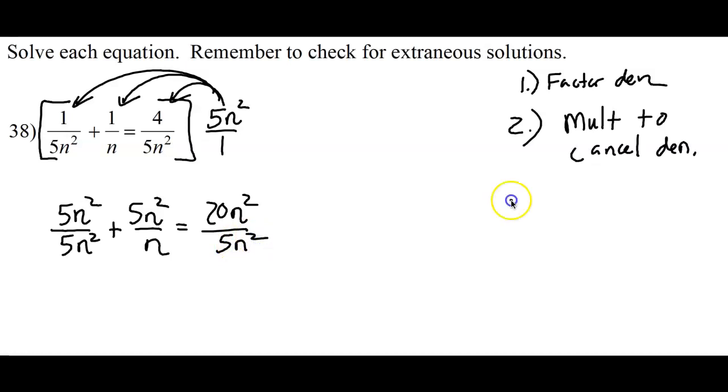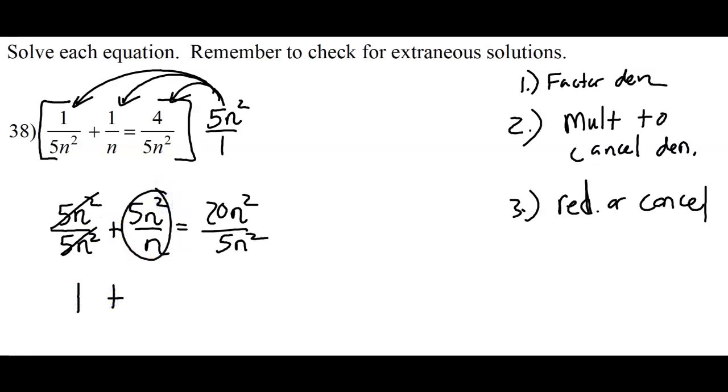Next thing we're going to do is we're going to reduce or cancel. So like 5n squared over 5n squared is 1. Anything divided by itself is 1. 5n squared over n is 5n. 5 stays, and the n squared divided by n first leaves 1n on the top. And then the last one here, 20 over 5 reduces to 4, and the n's just completely cancel each other out.